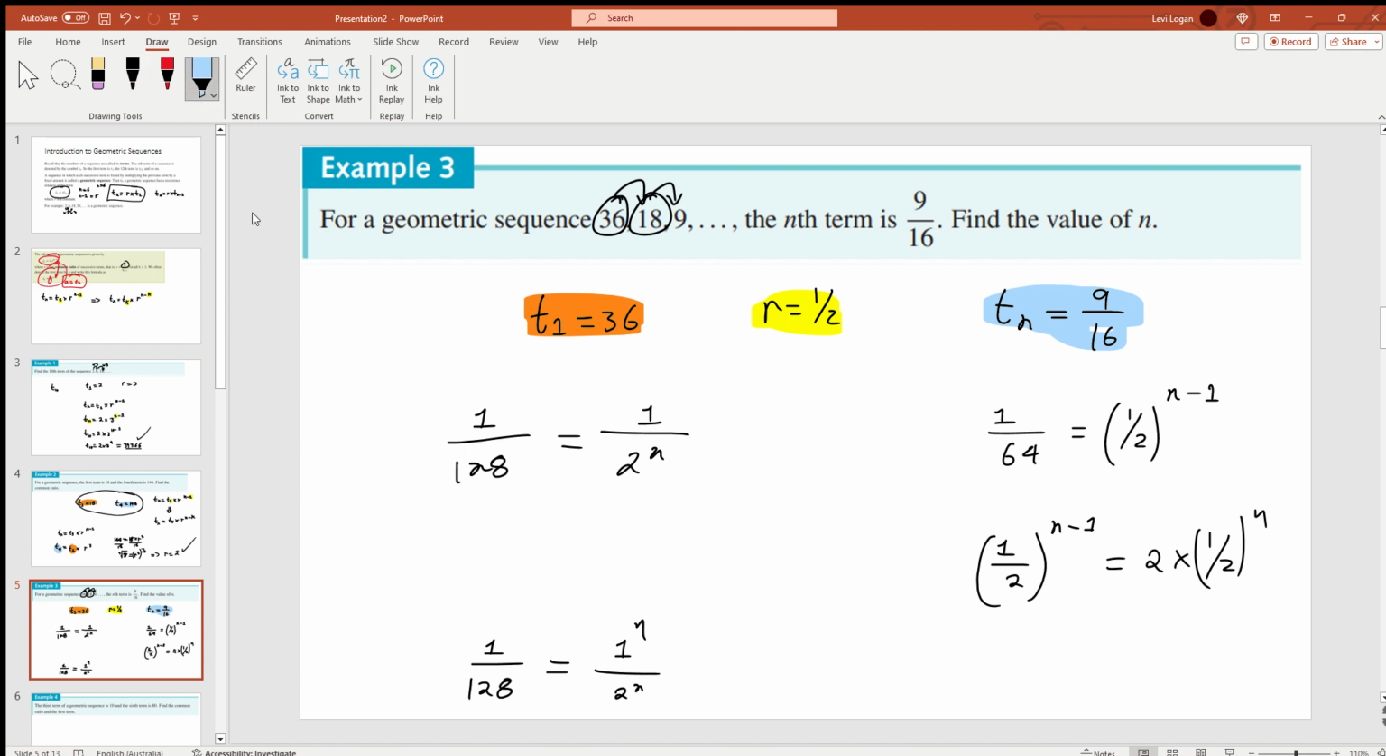So if these two are both equal, that means, let's use a different color, let's use pink, this is equivalent to this. So 128 is equal to 2 to the power of n. So I've got to pretty much think, okay, 128, how can that be represented as a power of 2?